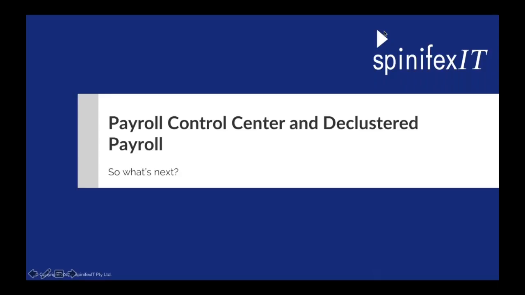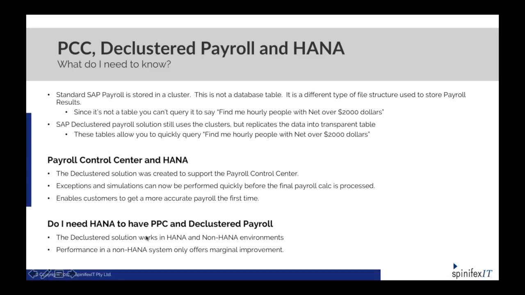So that's hopefully given you a nice overview of how we can help you with that move to the cloud. Now we're going to give you a little bit of a taste of something that you might be hearing a bit more about. A lot of the times when customers are moving to Employee Central, one of the cool things they want to use in that new system is the Payroll Control Center. And what goes along with that is the declustered payroll results. So first, let's talk a little bit at a high level about PCC, declustered payroll, and HANA.